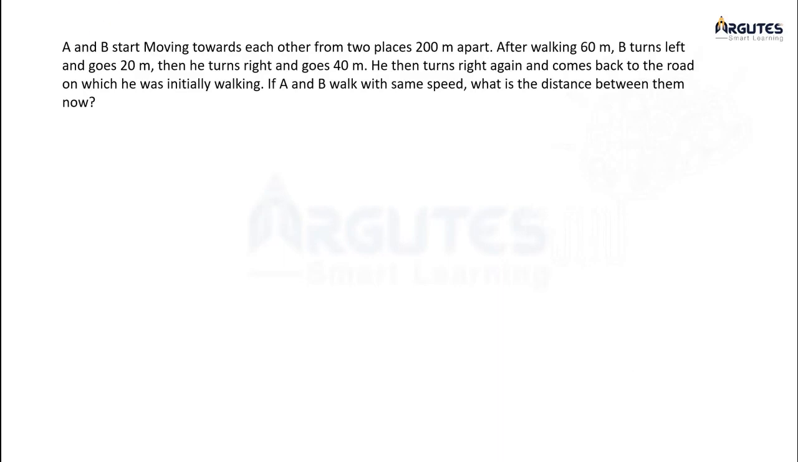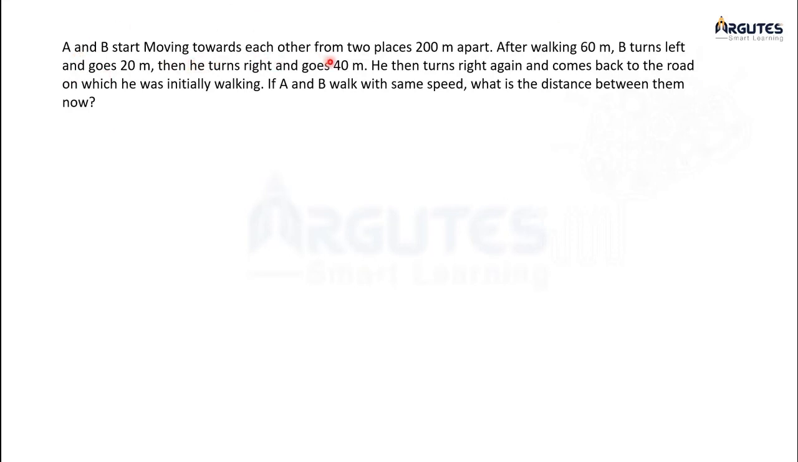A and B started moving towards each other from two places 200 meters apart. After walking 60 meters, B turns left and goes 20 meters. Then he turns right and goes 40 meters. He then turns right again and comes back to the road on which he was initially walking. If A and B walk with same speed, what is the distance between them now? So let's start tracing the path.